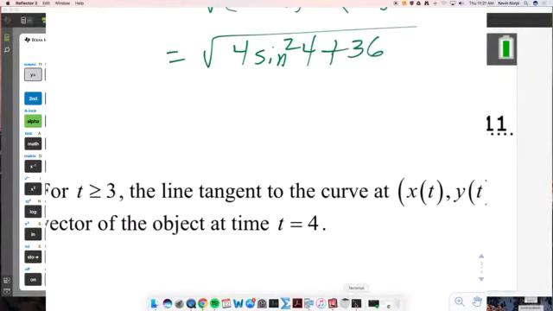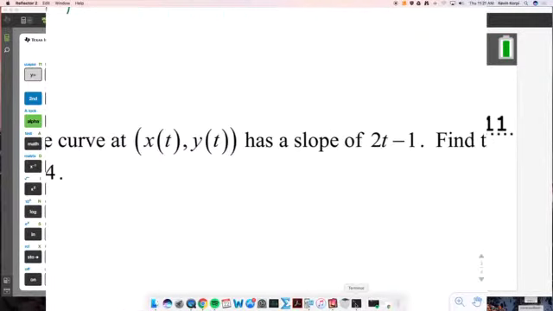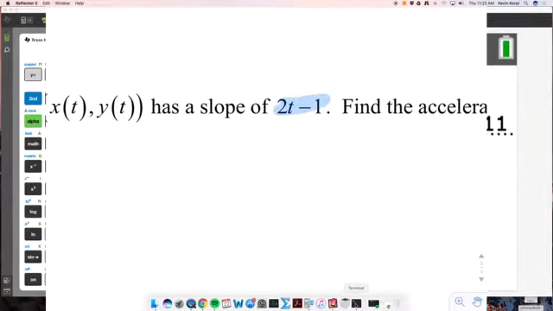All right. Part D. For t greater than or equal to 3, so from 3 and in the future of 3, the tangent line to the curve has a slope of 2d minus 1.